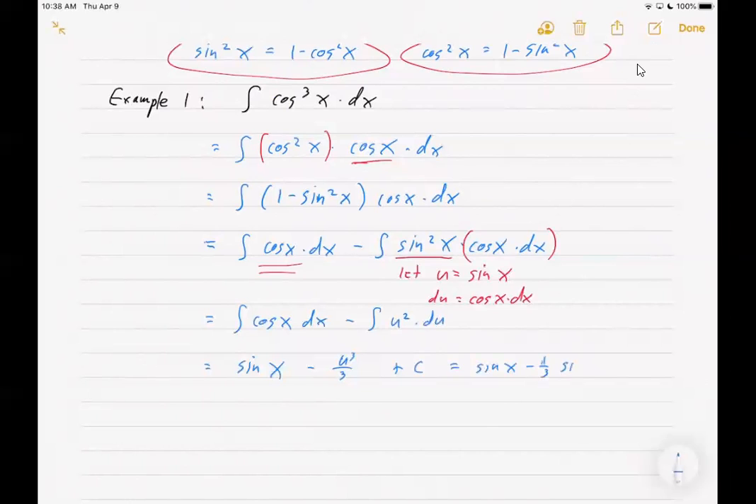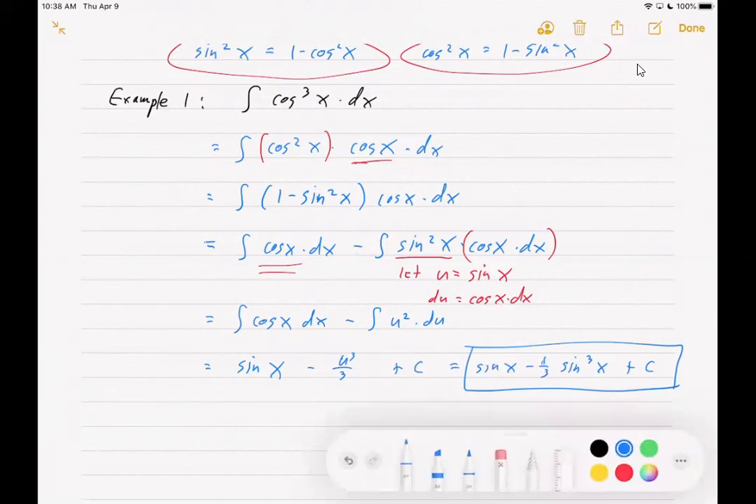U was the sine of x, sine cubed of x plus c. That is our answer. Okay, so that is the antiderivative of cosine cubed of x dx. If you want to do a quick check, you would take the derivative of all of this.